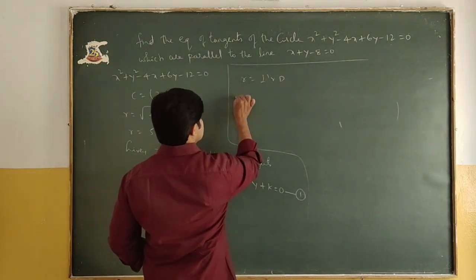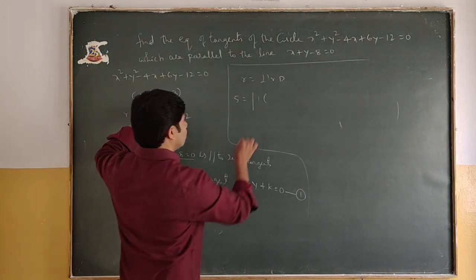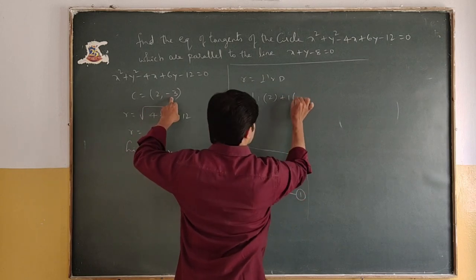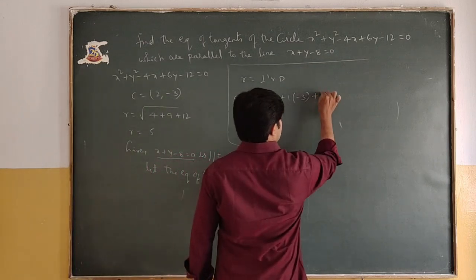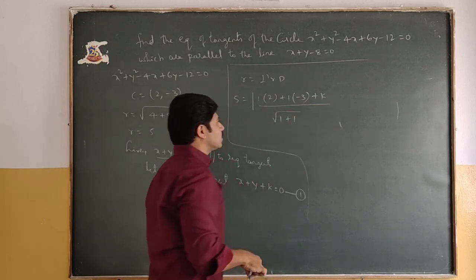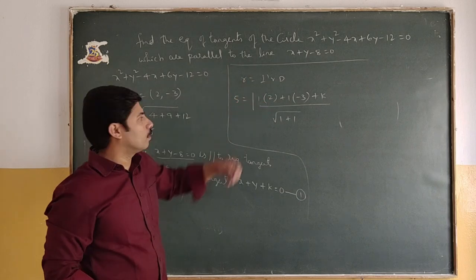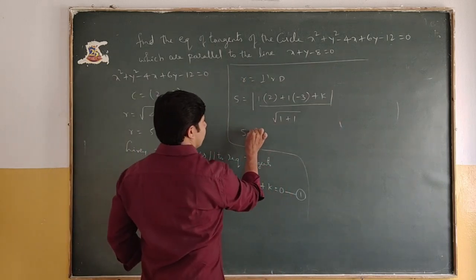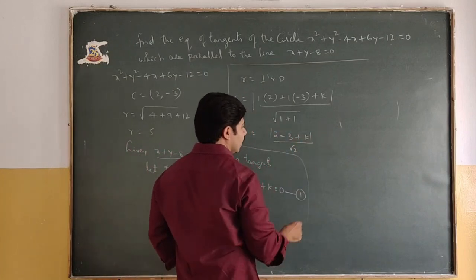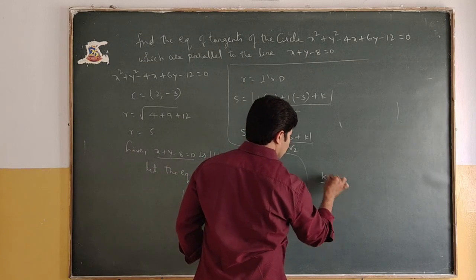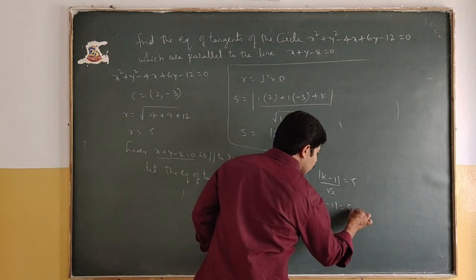So what is the radius? Radius is 5, and perpendicular distance is |ax1 plus by1 plus c| by the square root of a squared plus b squared. What is x1, y1? It is the center, 2 comma minus 3. A, B, C values we take from the line: A is 1, B is 1, C is k. The coefficient of x is 1, the coefficient of y is 1. Substituting in the perpendicular distance formula, we get 5 is equal to |2 minus 3 plus k| by root 2. So we write it as |k minus 1| by root 2 is equal to 5. Next, |k minus 1| is equal to 5 root 2.